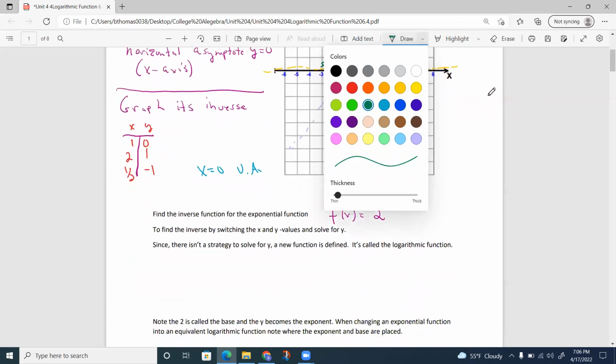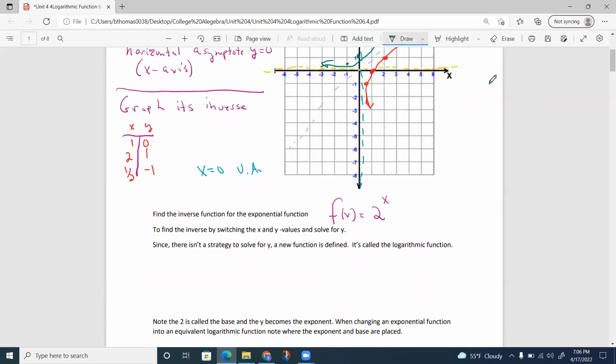Now the catch is, what we want to do moving forward is actually find the inverse. So if we want to find the inverse function for the exponential function, f of x equals 2 to the x, remember, to find the inverse, we have to switch the x and y values, and we have to solve for y. So if I have y equals 2 to the x, if we switch the x and y, we now have x equals 2 to the y.